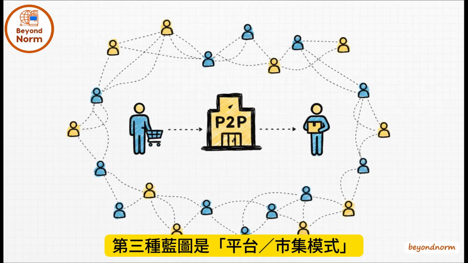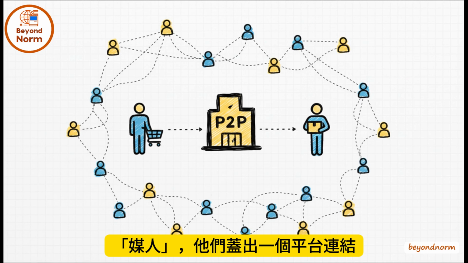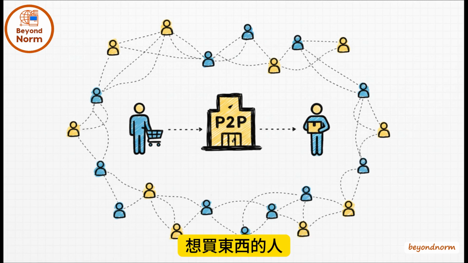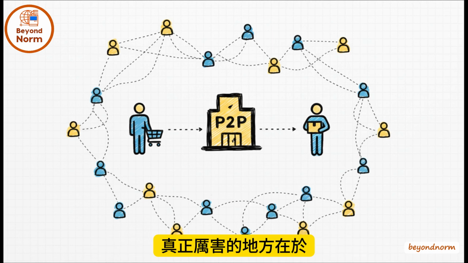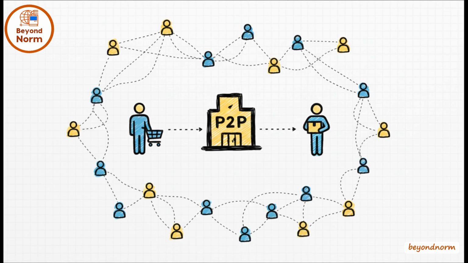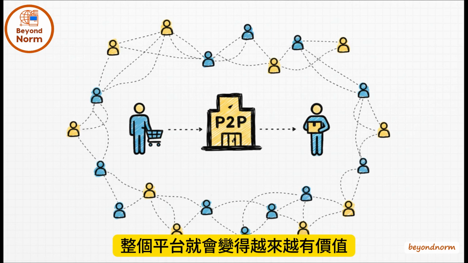Our third blueprint is the marketplace model. I like to think of these companies as digital matchmakers. They build a platform that connects people who want to buy something with people who want to sell something, and they just take a little cut from the transaction. The real magic here is something called the network effect. The more sellers that join, the more buyers show up, and the more buyers that show up, the more sellers want to join. The whole thing just gets more and more valuable.